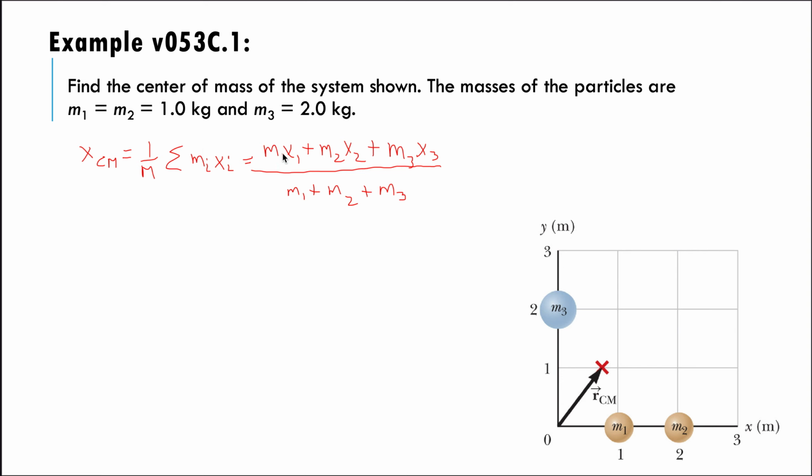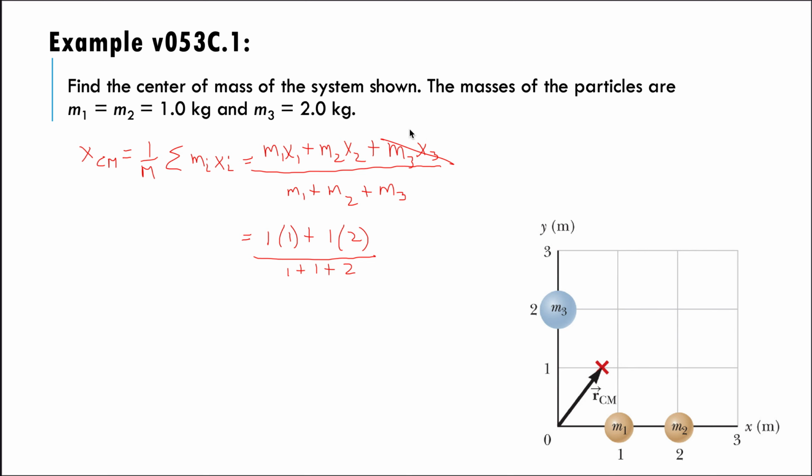And now we just have a lot of plug and chug here. We're going to plug in the masses, so 1, and then the x coordinate of this position. So M1 is at 1 meter, M2 is at 2 meters, and M3 is at 0 meters. So 1 times 1 plus 1 times 2 plus 0, right? The x coordinate is 0 for x3. And then we divide by the total mass, which is 1 plus 1 plus 2.